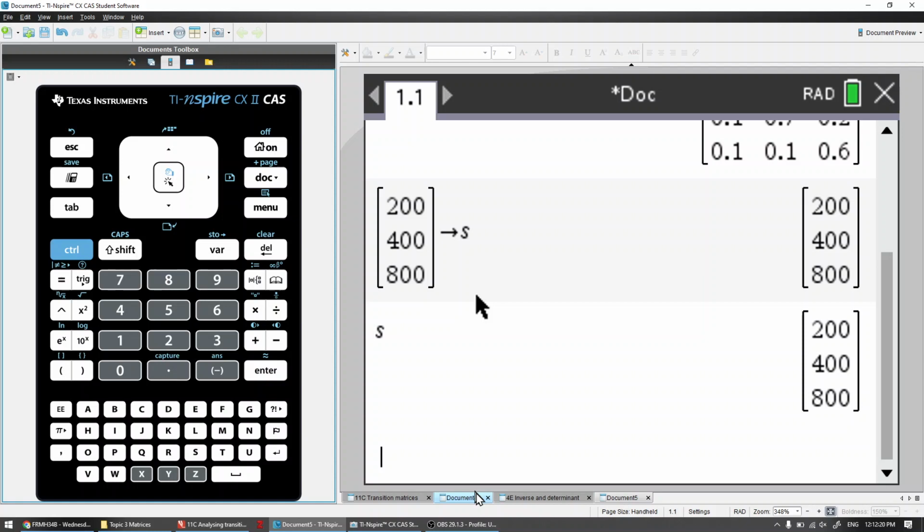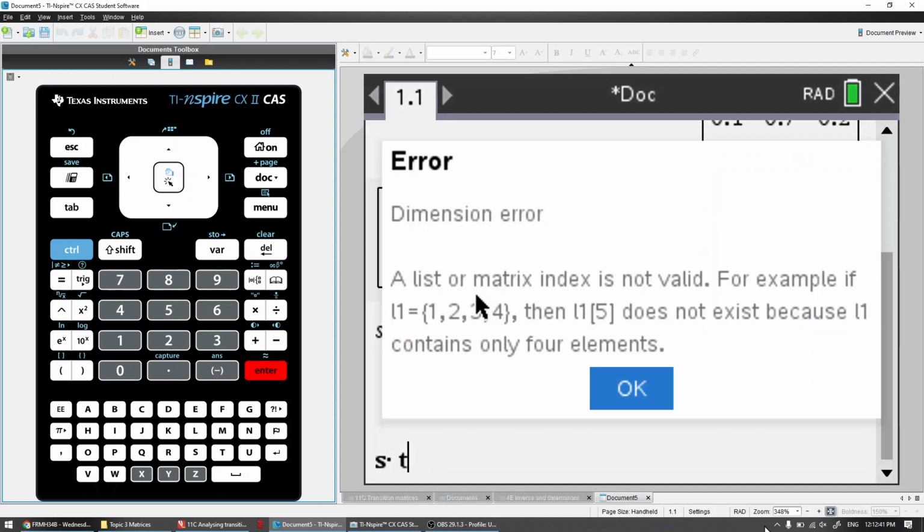Why does it matter, Jason? Because the matrices' orders have to match. Remember, when you're multiplying two matrices, the number of columns in the first matrix must match the number of rows in the second matrix. So if I try S times T, I'm expecting to get an error. If you ever get this message, this is good, because you know you've definitely made a mistake somewhere and you can fix it.